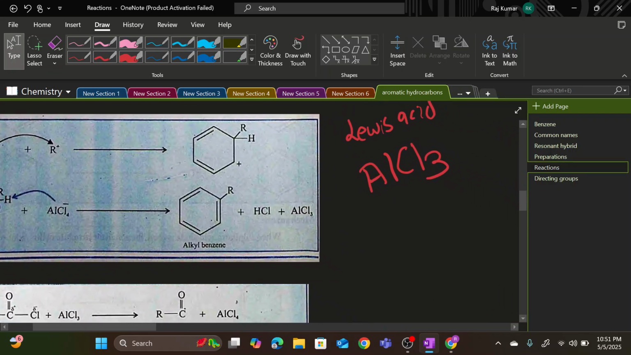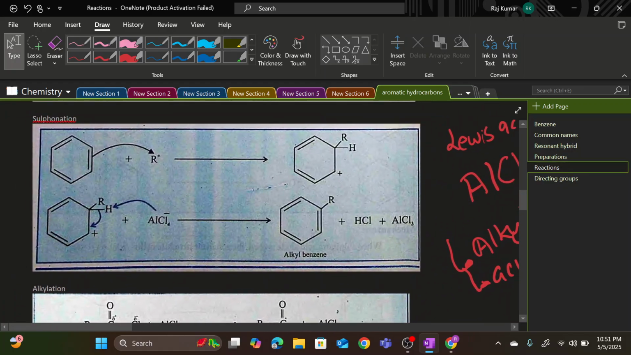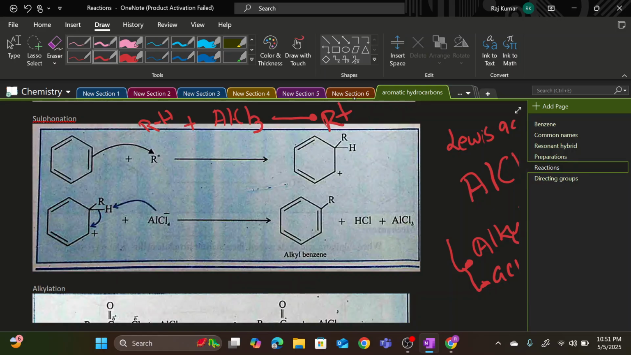On the basis of this, we have two major reactions: alkylation and acylation. Let's look into both of them. First, we need to understand how alkylation happens. Alkylation happens in such a manner that we take the aluminum chloride, the Lewis acid, and we take alkyl halide. When both of them react, they will form an alkyl carbocation and aluminum tetrachloride. Sorry, let me just mark it as chloride ion. Right? Just erase all of this.